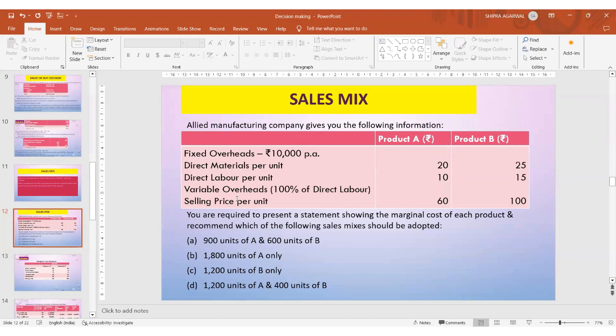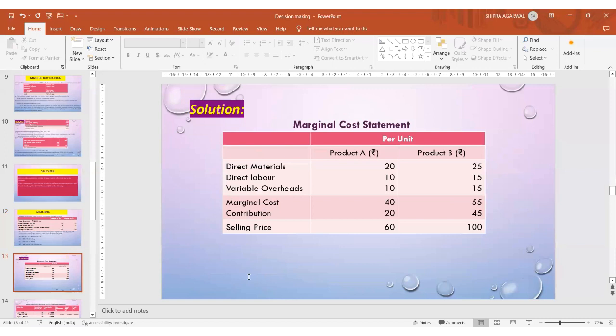Where they have given you 4 different options: 900 units of A and 600 units of B. Second, 1800 units of A only. Third, 1200 units of B only. And fourth, 1200 units of A and 400 units of B. So out of the 4, you have to decide which one should be accepted, or which one should be the most profitable one.